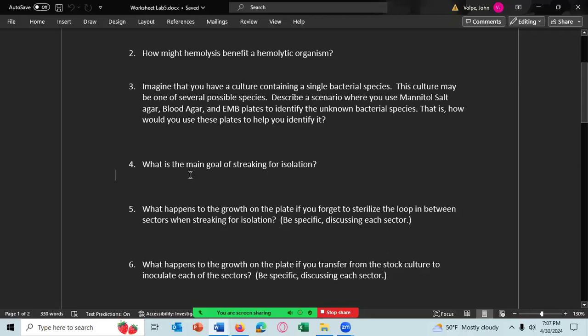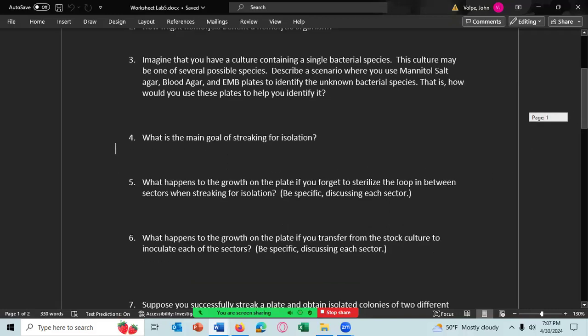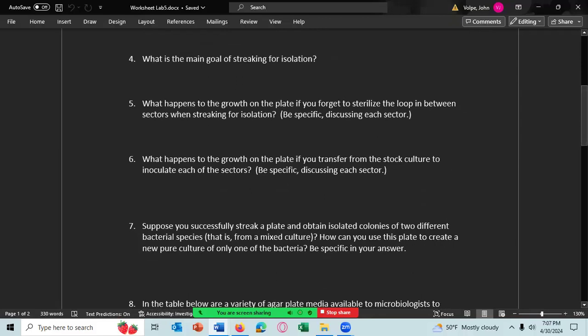Okay, 4. What is the main goal of streaking for colony isolation? 5. What happens to the growth on a plate if you forget to sterilize the loop in between sectors when streaking for isolation? On this question, you must be specific, discussing each sector. You will not get full credit unless you discuss what's going on in each sector of the plate.